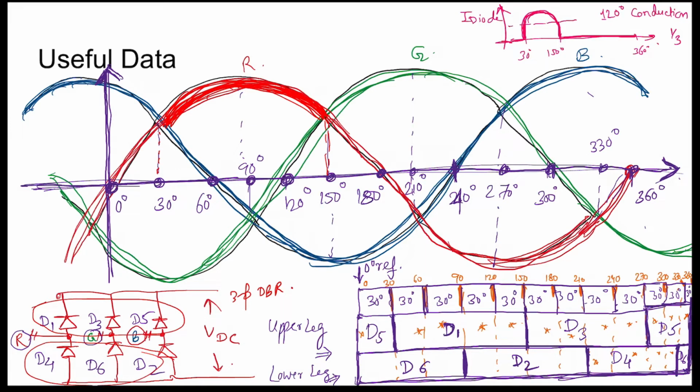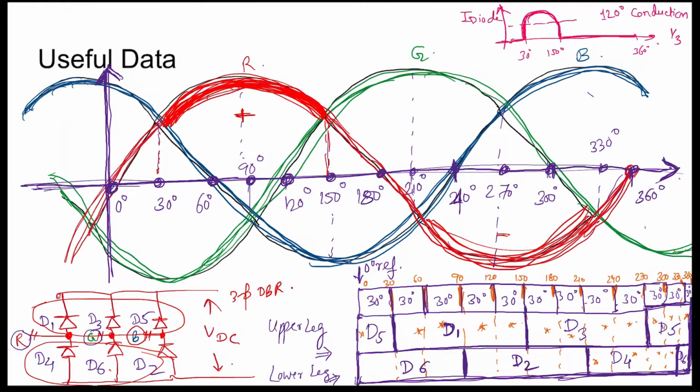See which phase is maximum compared to the other two phases. For that duration, the diode of the particular phase will conduct. If it is positive maximum, then the upper leg will conduct, and if that particular phase is negative maximum, then the lower leg will conduct. For example, for R phase the dedicated diodes are D1 and D4. For G phase the dedicated diodes are D3 and D6. For B phase the dedicated diodes are D5 and D2.